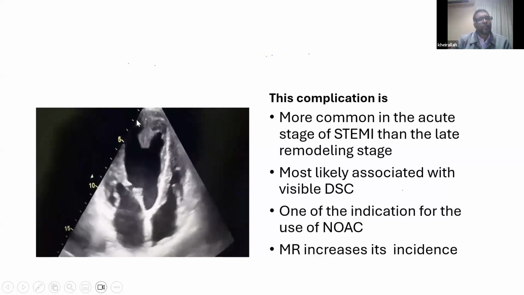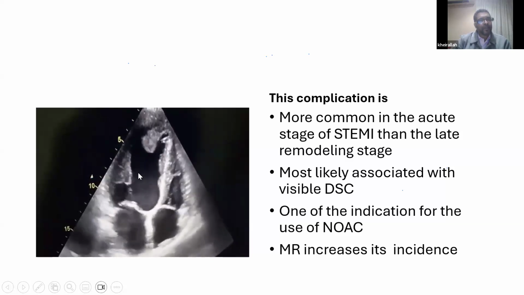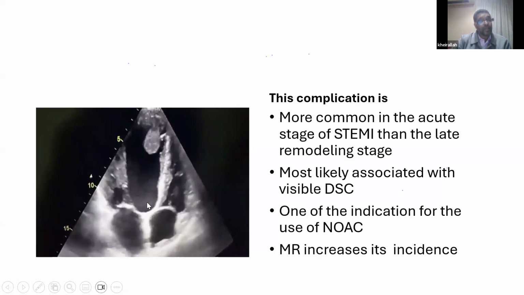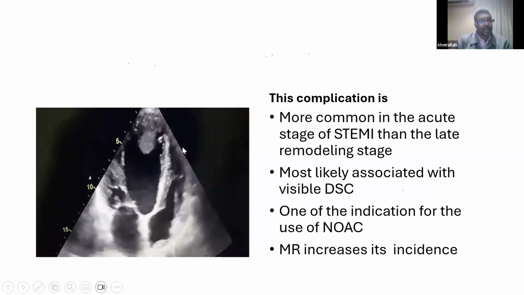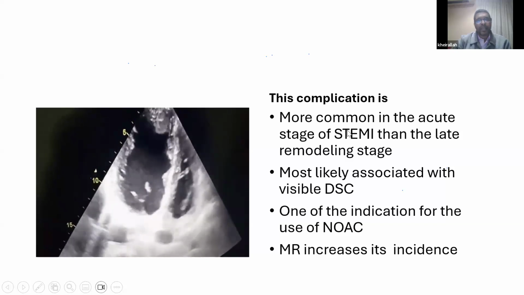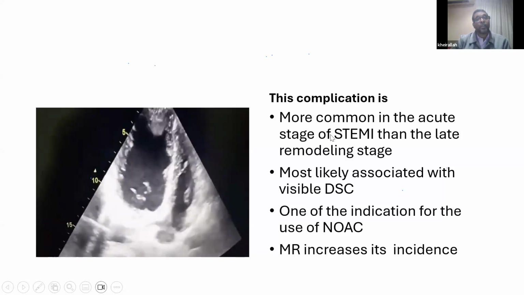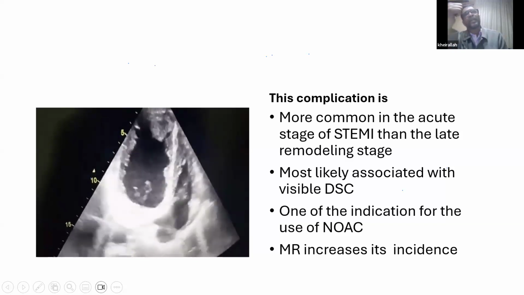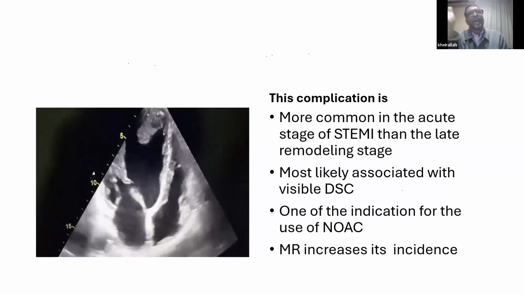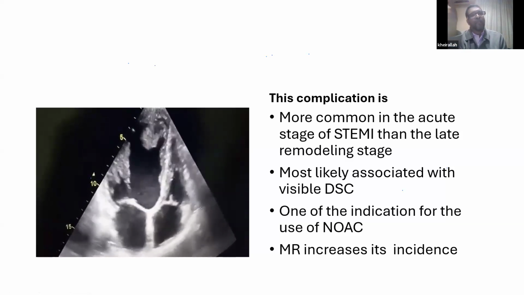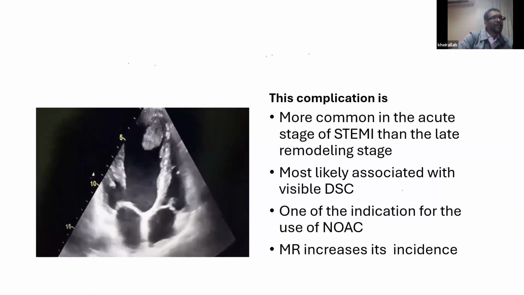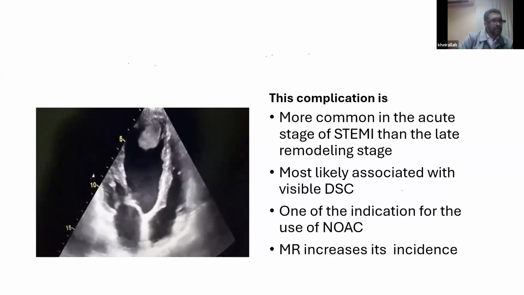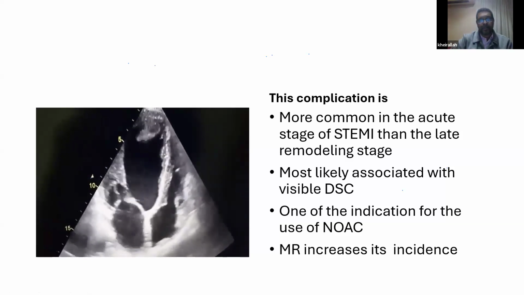And most of the time, there is no visible contrast. But if there is visible contrast, yes, of course, when there is visible contrast, it makes it more likely. But usually we don't see that. It is more common in the acute stage of STEMI than the late remodeling stage. So now, if you see STEMI weeks after STEMI, this is the time of LV apical thrombus. But months, 2 years after STEMI, unlikely. Yes? So it's more common in the acute stage.